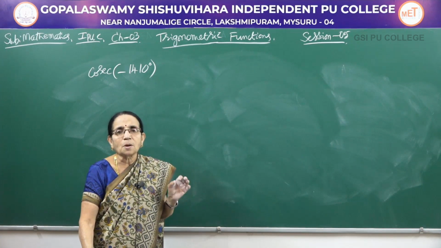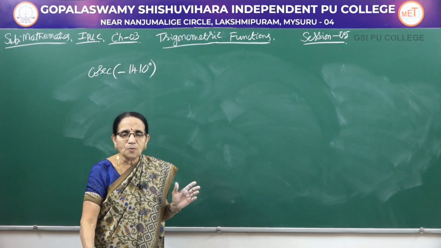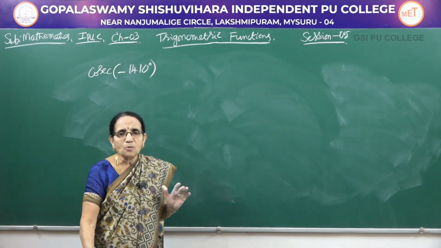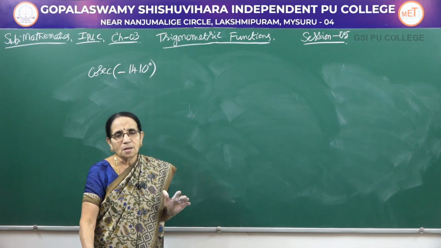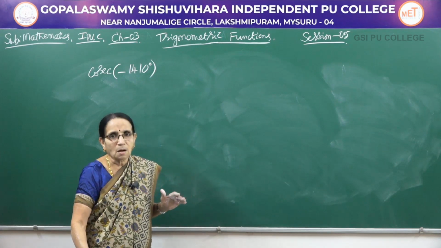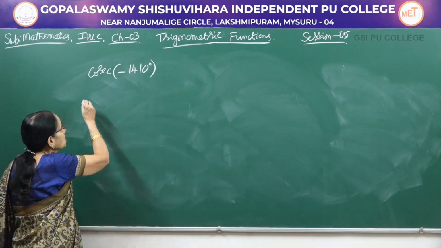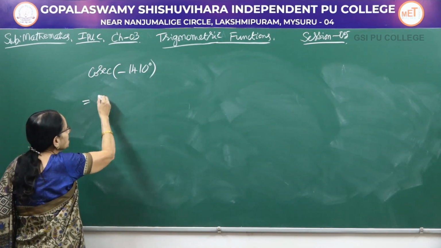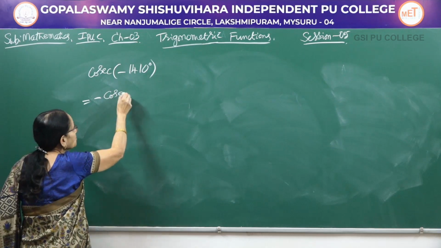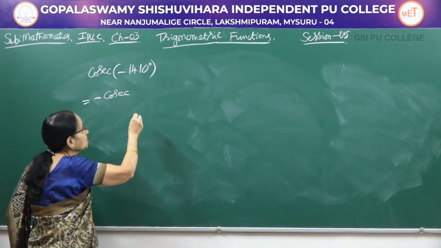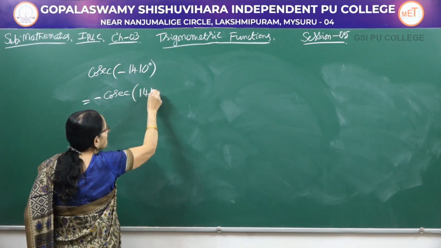Cos of minus theta is plus cos theta. Same thing for secant also. Tan of minus theta is minus tan theta. Same rule for cot of minus theta also. So, first we make use of that result. Directly do not divide here. First write cosecant of minus theta is minus cosecant theta.